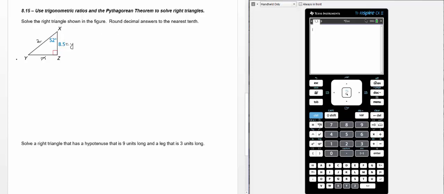So to organize myself, I'm going to make a table. I need to know angle x, angle y, and angle z. I need to know side x, side y, and side z. And I'm going to start by filling in all the things I know. And I actually know three of these six things. I know that angle z is 90 degrees. I know that angle x is 52. And I know that side y is 8.5.